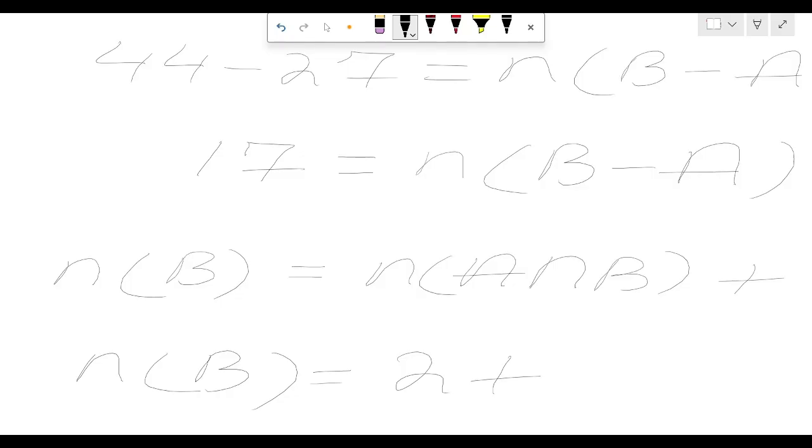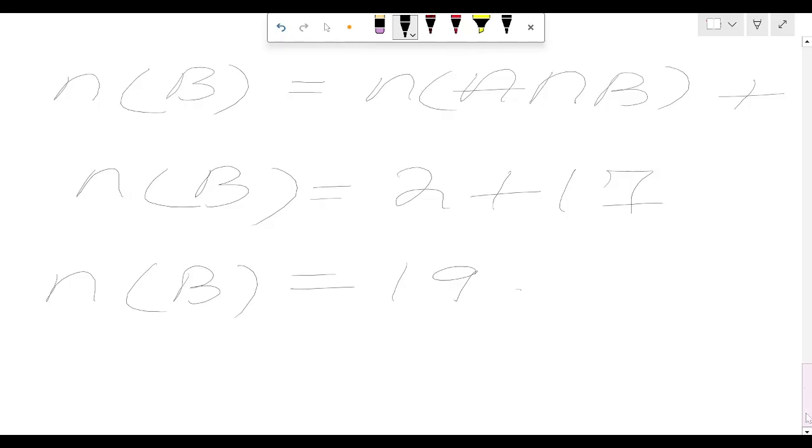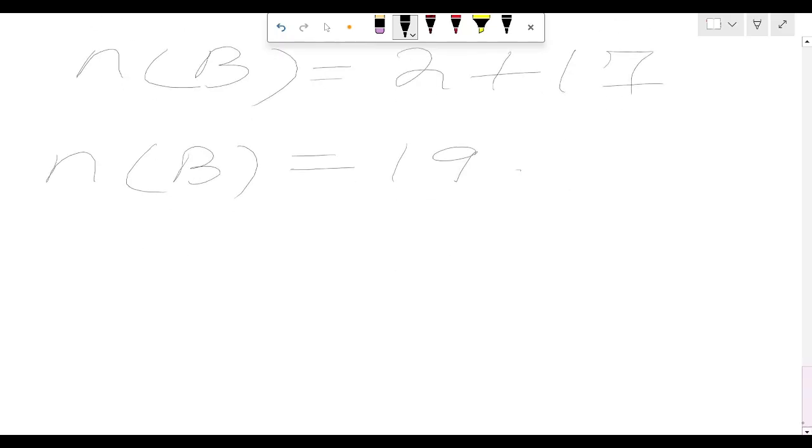So if we add 17 with 2, the resultant will be 19. So the answer for N of B is equal to 19. Now if I want to represent this data, how will I do that? I'll create the first set, which is A, then I'll create the second set, which is B. I'll also label them A and B.